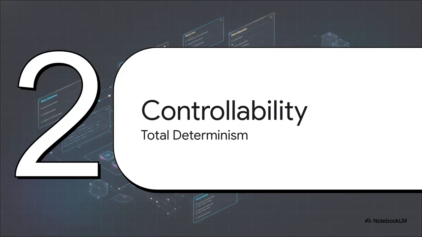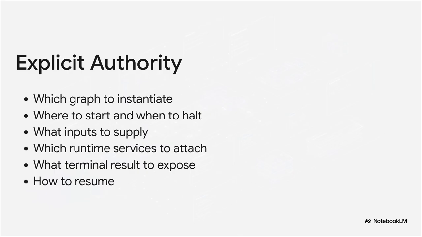Section 6. The Principle of Deliberate Controllability. Everything we've covered today really points back to Burr's foundational philosophy. Your LLM might be probabilistic, but your orchestration layer absolutely cannot be. Your AI workflow must be entirely under your command. You are never fighting the framework here. You explicitly dictate which graph to instantiate, the start points, the inputs, the persistent backends, and exactly where the machine stops and how it resumes.